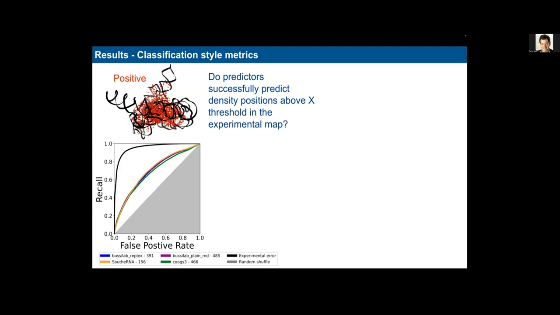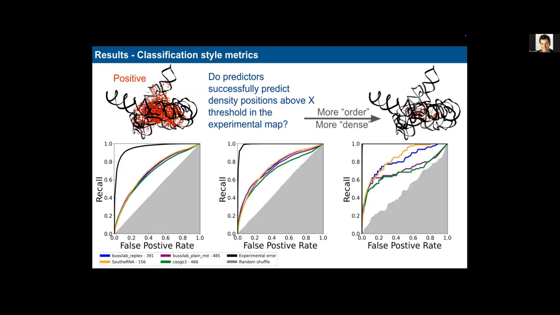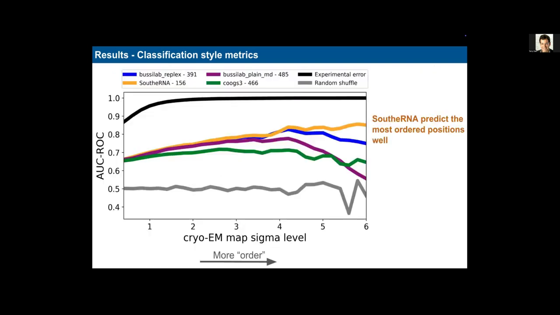And experimental error is this black line here. So we have a large room for improvement again. And if we change the densities we care about to only the most ordered density here, we see we get more separation between the teams. And once we go to the most ordered densities here, we have Southern RNA beating out the rest of the teams in this metric.